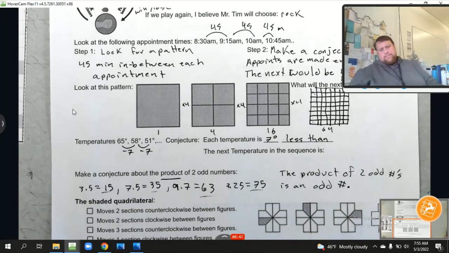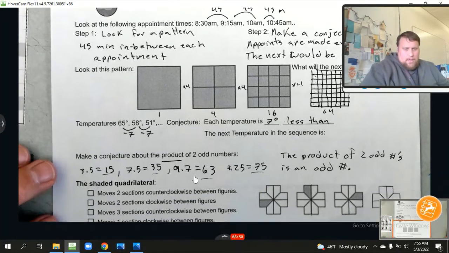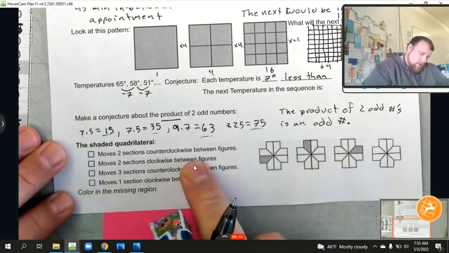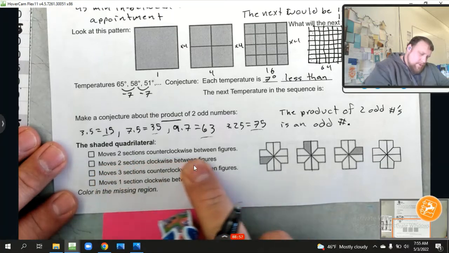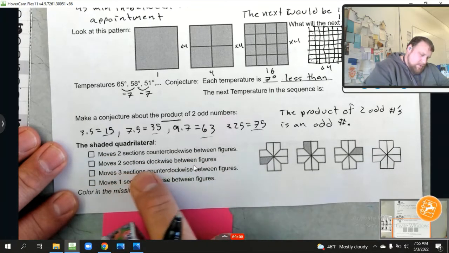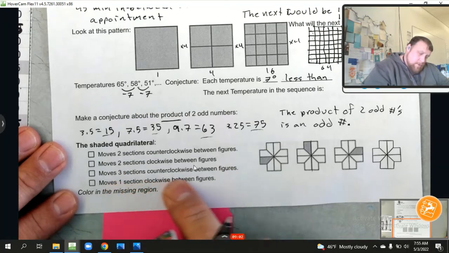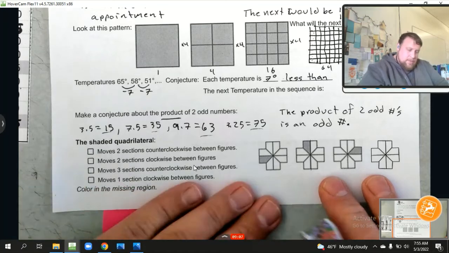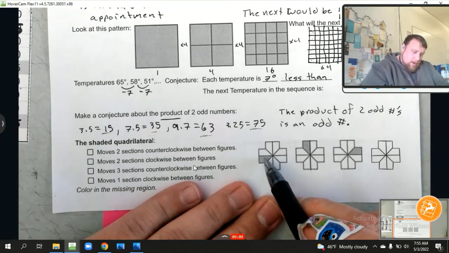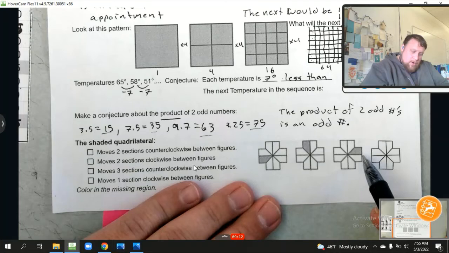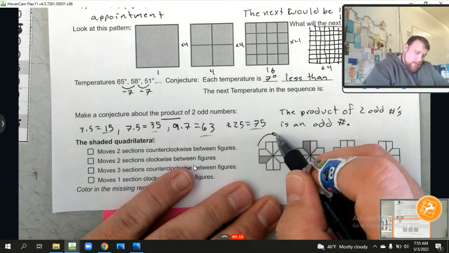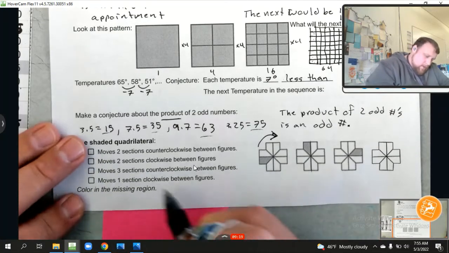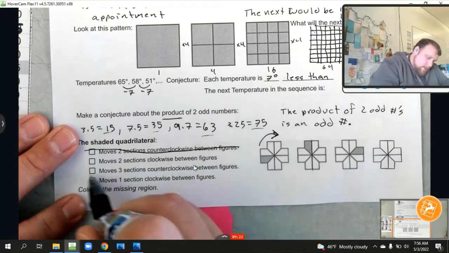Oh, awesome. So moving on, it's right here, it says the shaded quadrilateral. Our choices: moves 2 sections counterclockwise between figures, moves 2 sections clockwise between figures, moves 3 sections counterclockwise between figures, moves 1 section clockwise between figures. Let's see what it's doing. First of all, it's going from here, and then it's going to go up, and it's going to go to the right. So it looks like it's moving clockwise. So first of all, that's how a clock goes, right? So we're going to cross out the counterclockwise choices. That's not one, and that's not one.